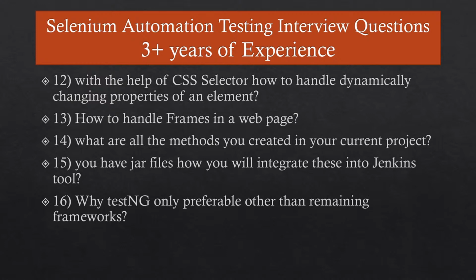And also the next question here is how to handle frames in a web page. What is a frame? First of all, a frame means a window within a window. To handle these frames, there are many methods like frame by index, frame by name, and frame by element. And also there are default content and parent frame methods as well. These two methods, switch to parent frame and switch to default content, will do the same, it will always point to the parent frame only.